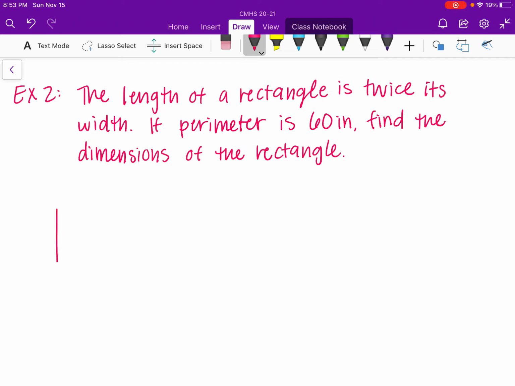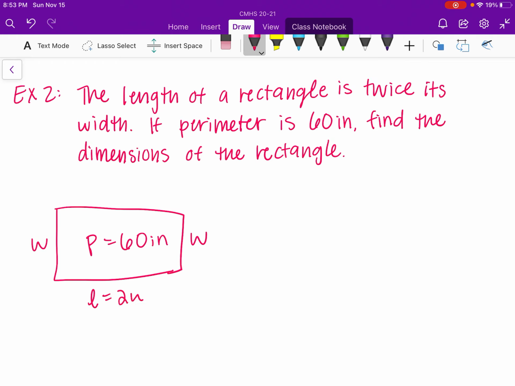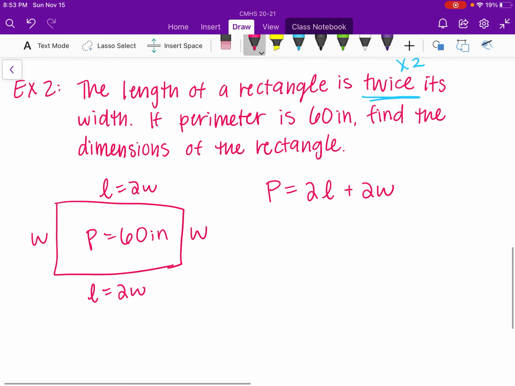All right, so here's our rectangle. Perimeter is 60, all the way around, 60 inches. So here's the width, and then it said the length is twice the width. Remember, twice means times 2. So that's why I said L equals 2W. So perimeter for a rectangle is 2L plus 2W. That is the formula.